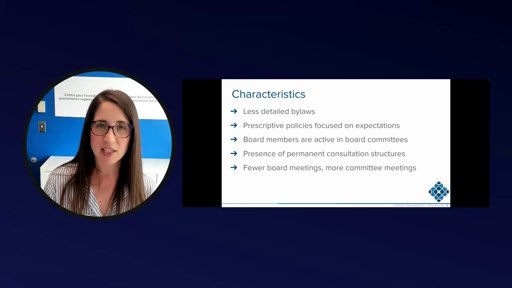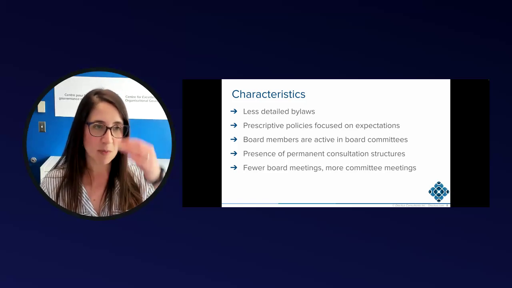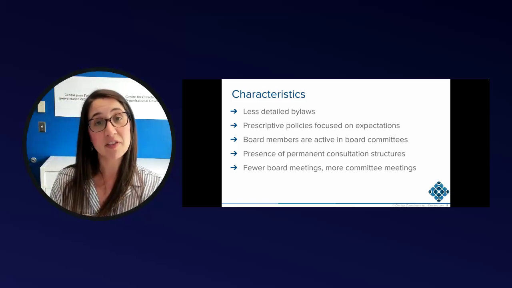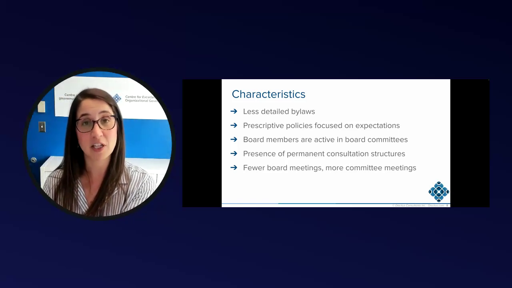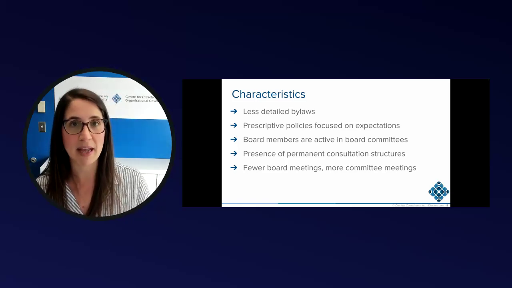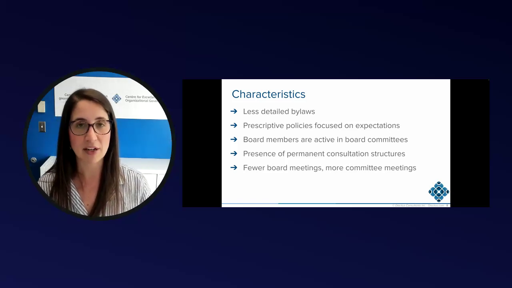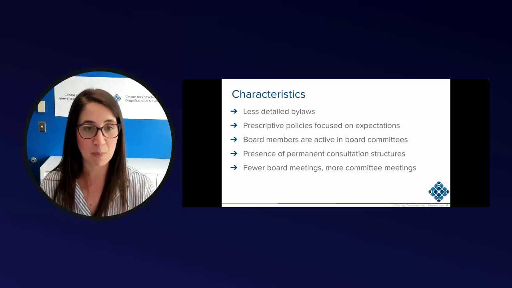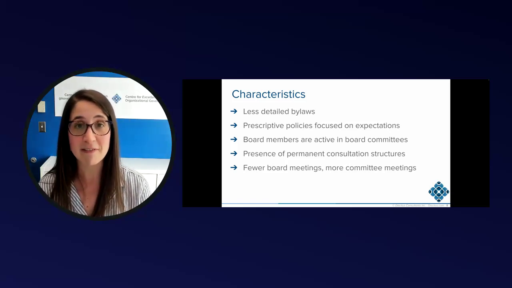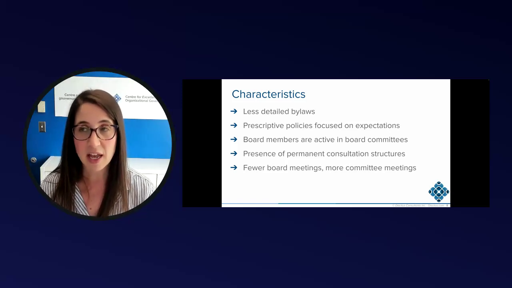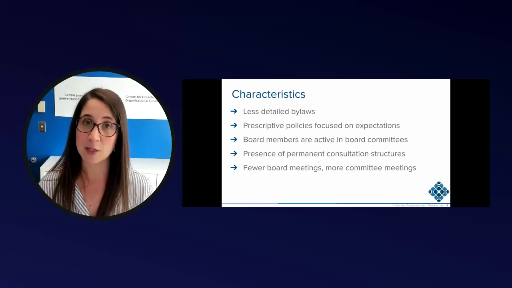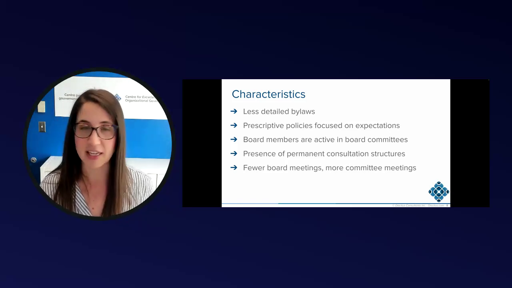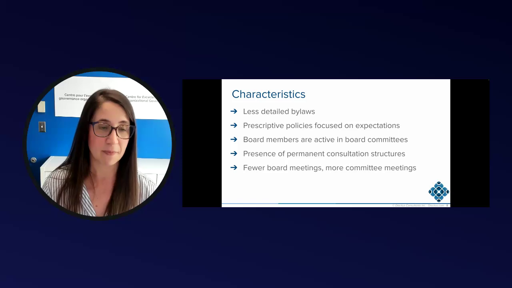Main characteristics of organizations that have this governance model: there might be less detailed bylaws because a lot of the information is found in the governance policies. For example, board mandate, committee mandates, director mandates, and all that kind of thing. The policies will be more prescriptive and focused on expectations. What do we expect of directors and officers? What do we expect of the executive director, etc.?